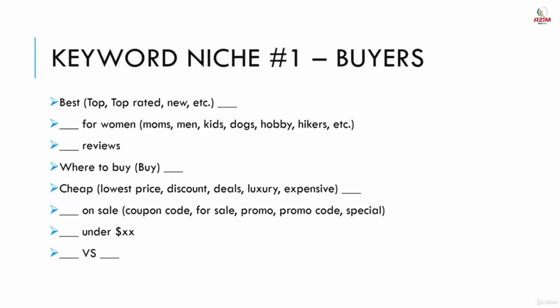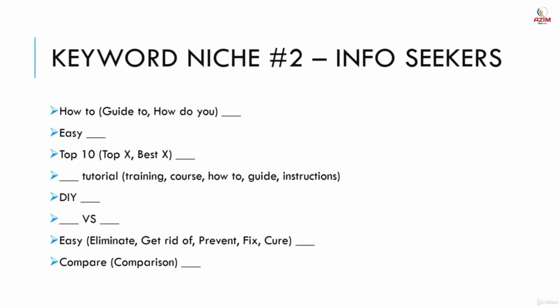Next, buyers like to compare things. So Sony versus Samsung. And then you can get even more specific with those two keywords, including, say, a specific model number. The second niche of online searchers I target are info seekers.